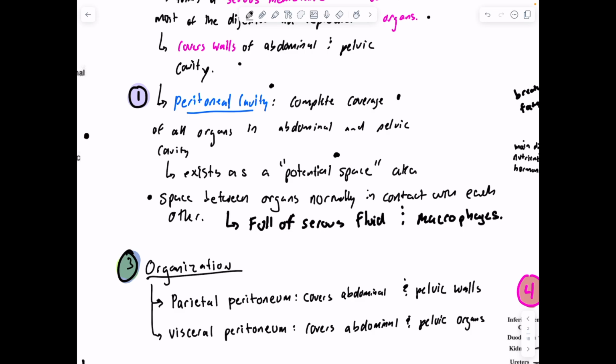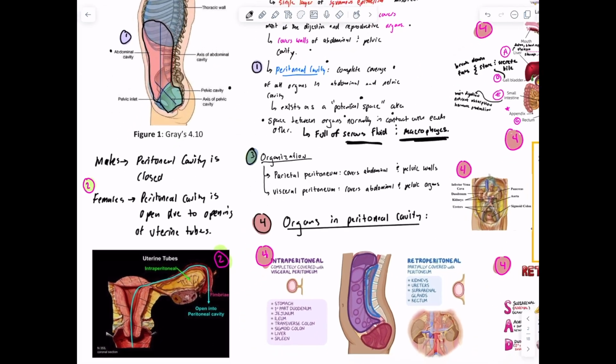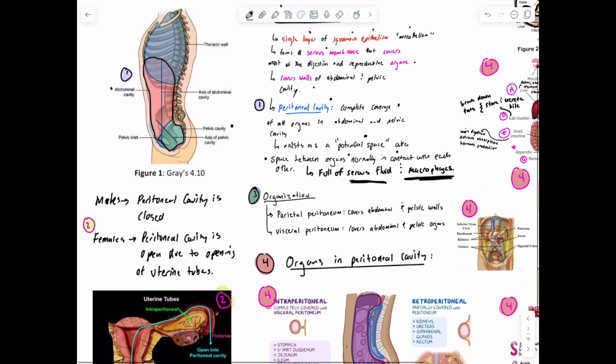It forms this potential space, which is the space between organs that are normally in contact with each other. It's full of serous fluid and, importantly, macrophages, and it has an enormous surface area full of macrophages. Surface area means it can absorb fluids into the circulatory system pretty easily.